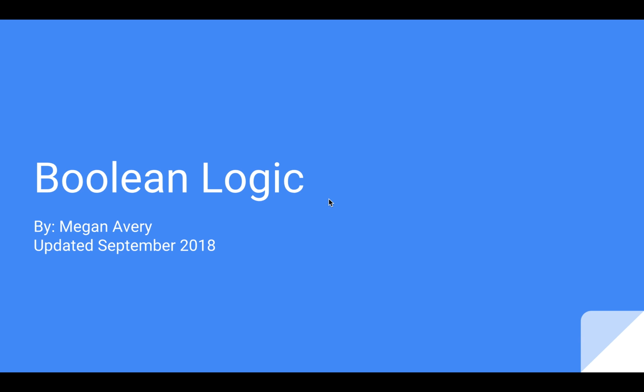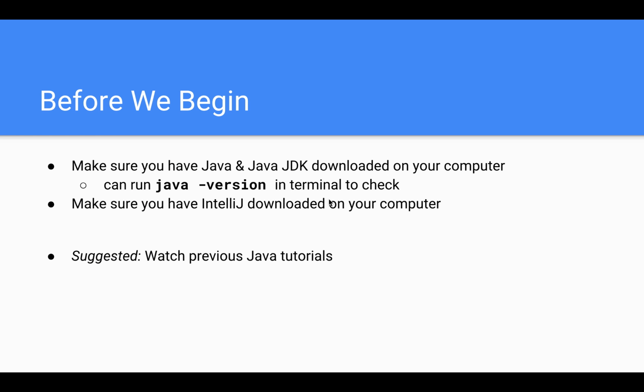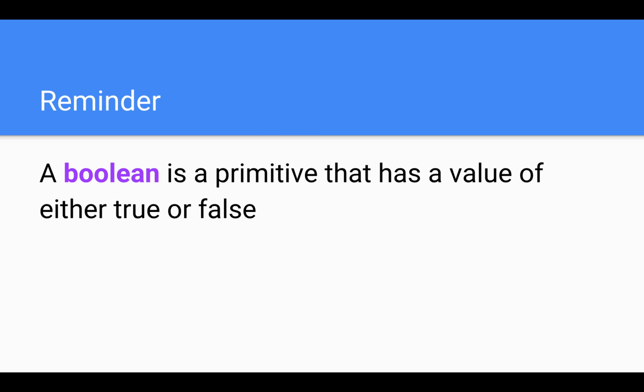This tutorial is going to cover Boolean logic. Before we begin, make sure that you have Java and the Java JDK downloaded on your computer. You can check by running java -version in your terminal, and also make sure that you have IntelliJ downloaded on your computer. It's suggested that you watch the previous Java tutorials that are in this Lunch and Learn playlist.